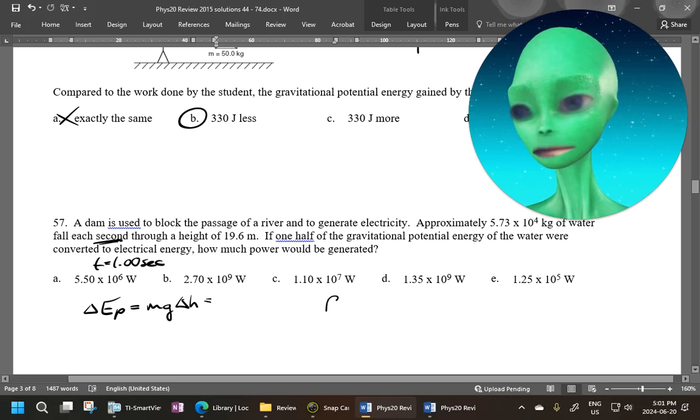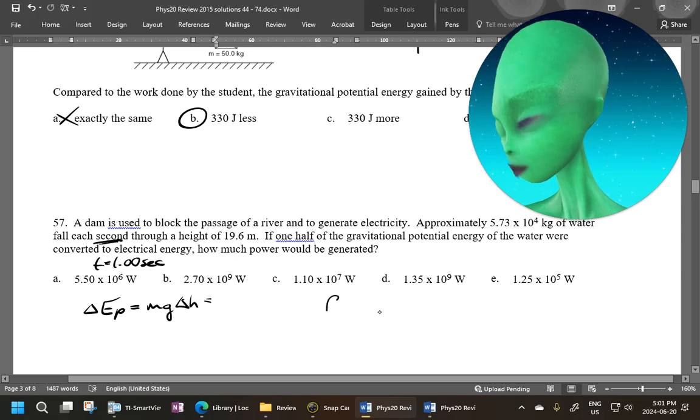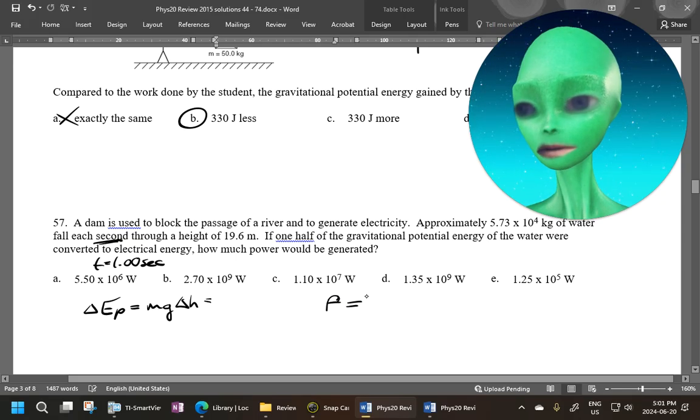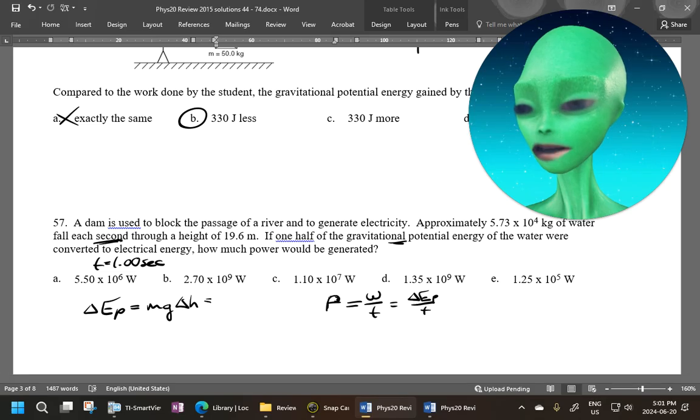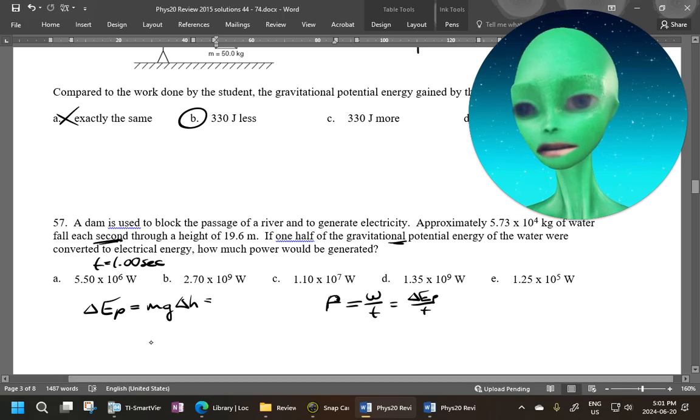So remember, power is equal to work divided by time. Work is our change in energy, but we're talking about gravitational potential energy, so we're going to take that and divide by 1 eventually. So we're going to find the EP over here. 57,500 times 9.81 times 19.6. So the EP is 11,000.